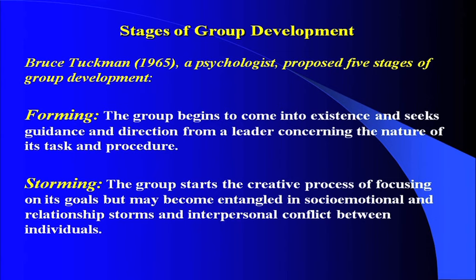After forming, the next stage is called storming. The group starts the creative process of focusing on its goals, but may become entangled in socio-emotional and relationship storms and interpersonal conflict between individuals. After the formation, the second stage is storming, because in the beginning people have lots of ideas, maybe some strange ideas, and lots of differences will come, they will not agree with each other. But conflicts should be considered in the right spirit, and whatever good or constructive things are there can be taken up with proper understanding, giving importance to everybody's idea.